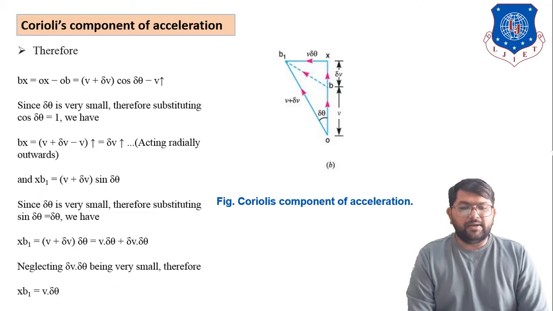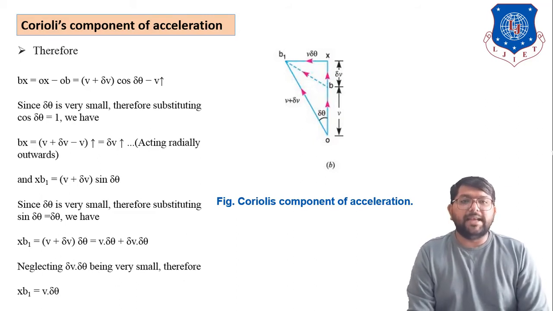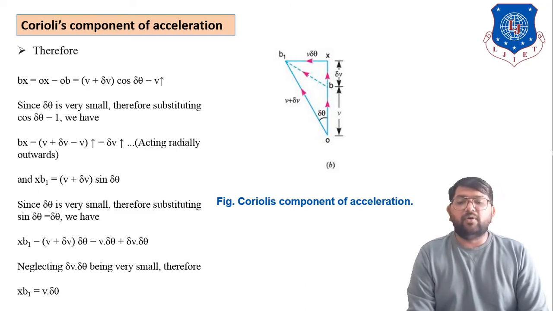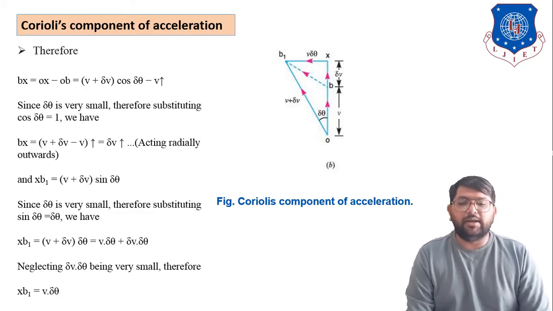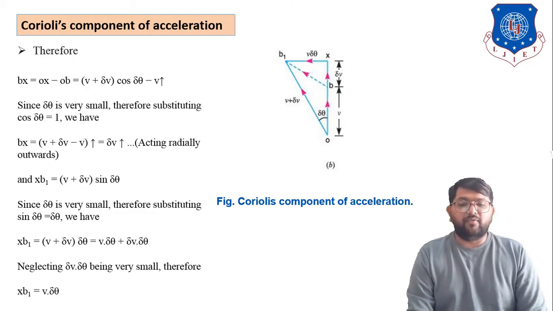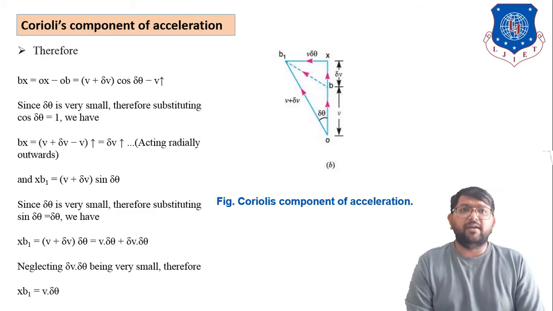And xb1 is equal to v plus delta v into sin delta theta. Now delta theta is very small, therefore substitute sin delta theta equal to delta theta. We have xb1 is equal to v plus delta v into delta theta. Now multiplying delta theta inside the bracket, it is v into delta theta plus delta v into delta theta. Neglecting delta v into delta theta, being very small, xb1 is equal to v into delta theta. This is a simple mathematical expression.